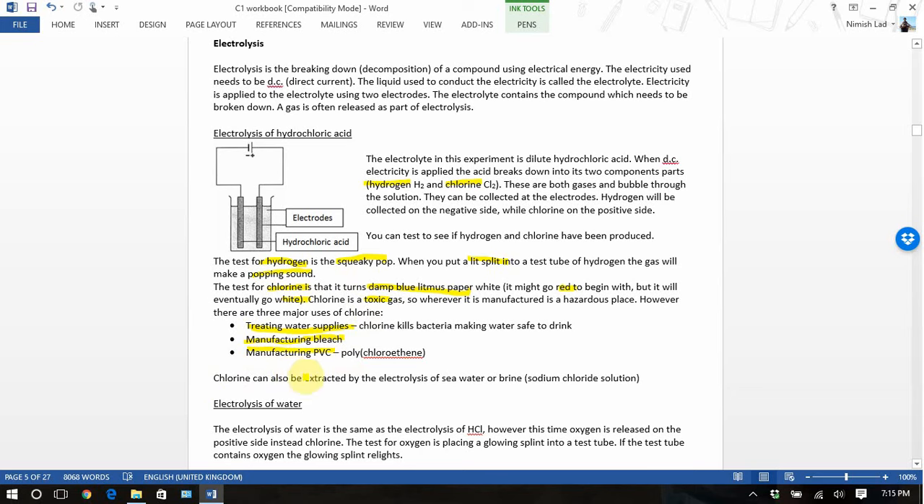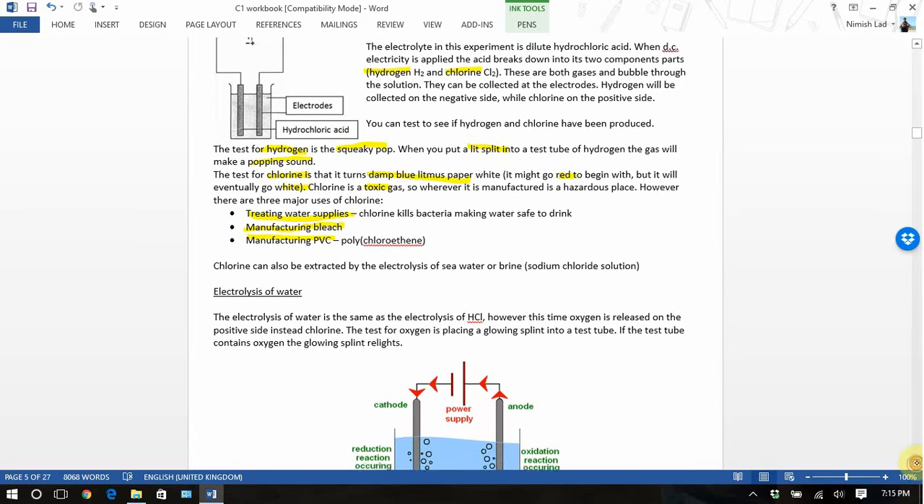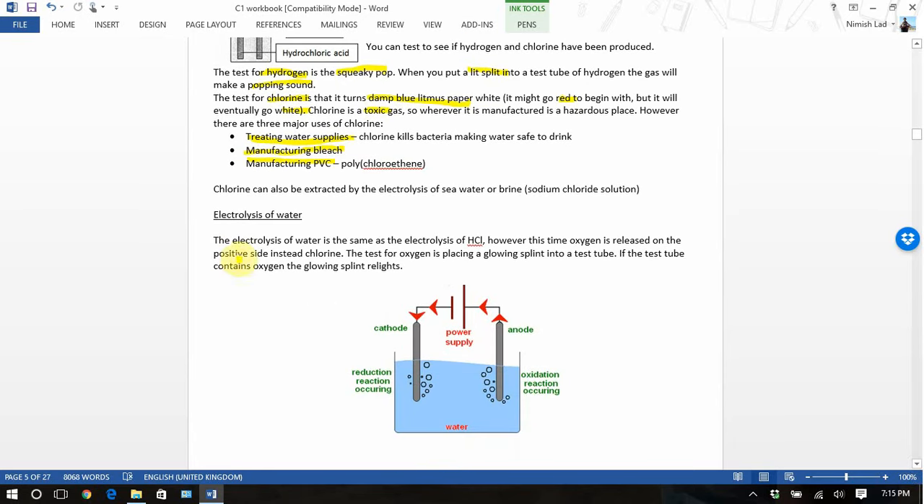Chlorine can also be extracted by the electrolysis of seawater or brine, because that's sodium chloride solution. So if you've got sodium chloride solution, you do get chlorine out of that as well. There is one more electrolysis that you need to know, and that is the electrolysis of water. This is normal water, not seawater. Seawater is sodium chloride solution, normal water is H2O.